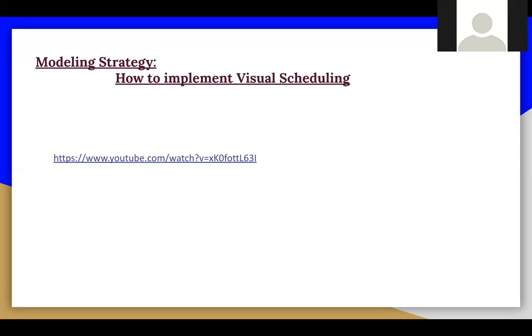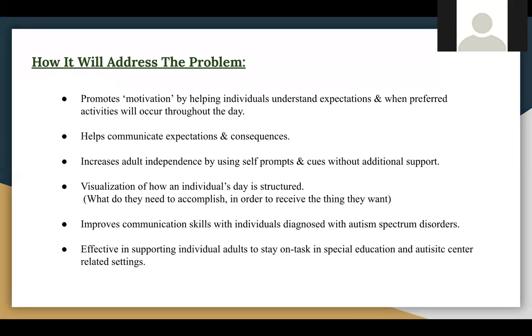And this is a video that includes how to properly model and implement a visual schedule. How it will address the problem: it promotes motivation by helping individuals understand expectations and when preferred activities will occur throughout the day. Helps communicate expectations and consequences. Increases adult independence by using self-prompts and cues without additional support.